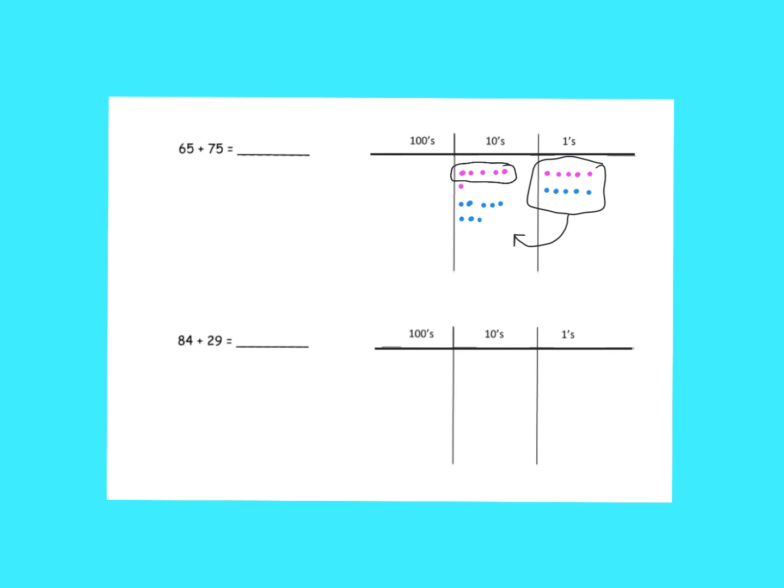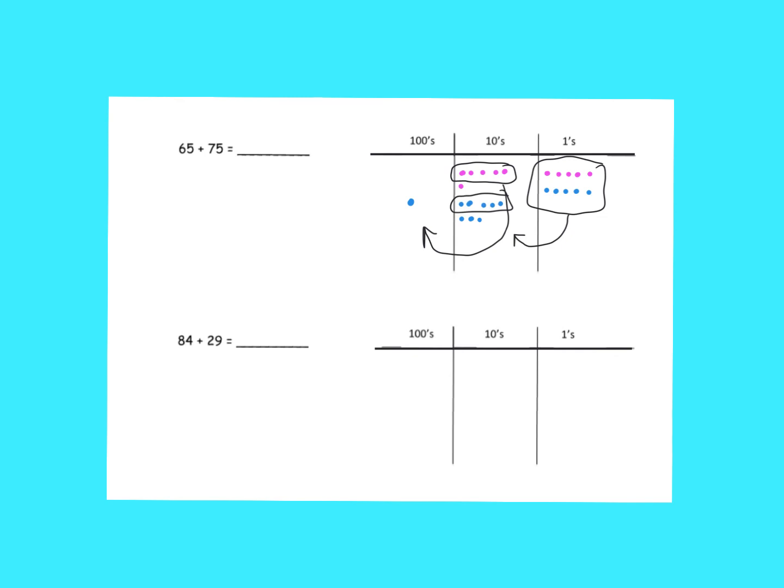We know there's 5 right here, and there's 5 right here. I'm going to group those, bundle them, and we're going to move them to the left. Now the student can count what's left. Now in the ones place, we have 0. And in the tens place, we can count 1, 2, 3, 4. And in the hundreds place, we have 1. So let's go ahead and fill those in.